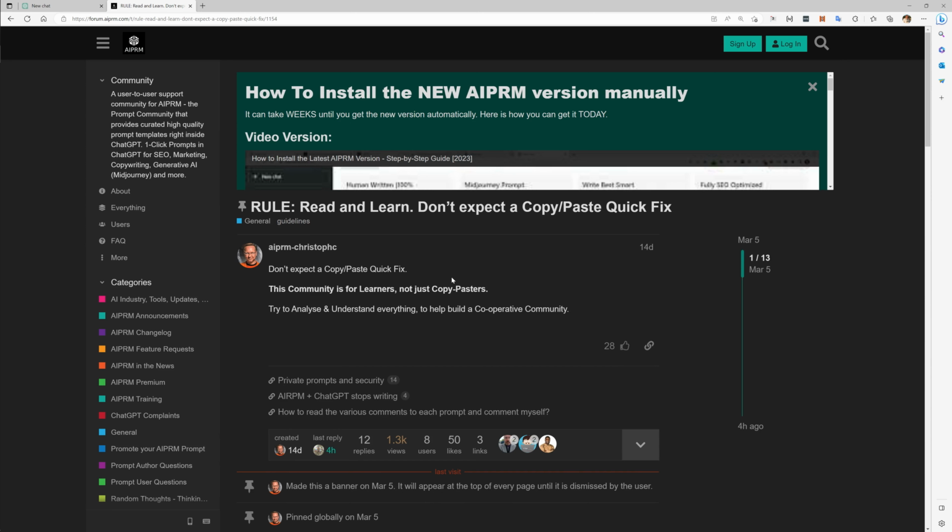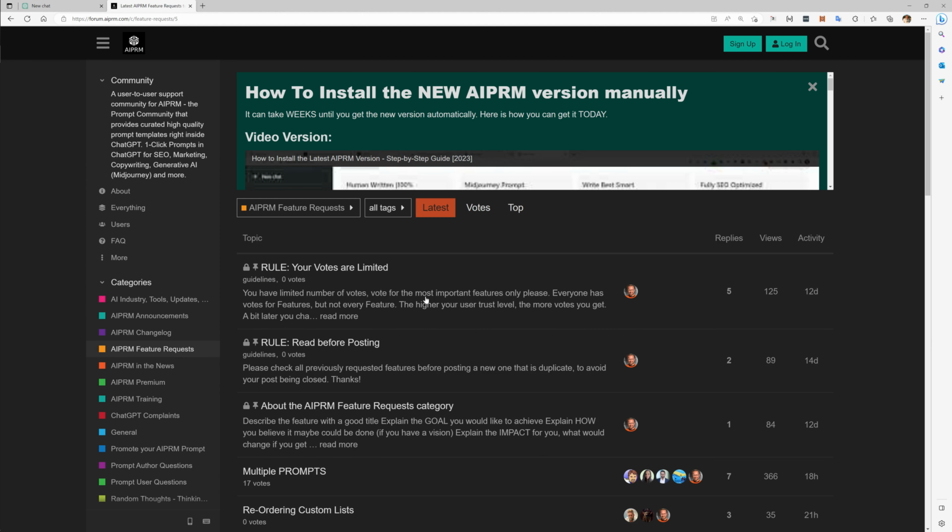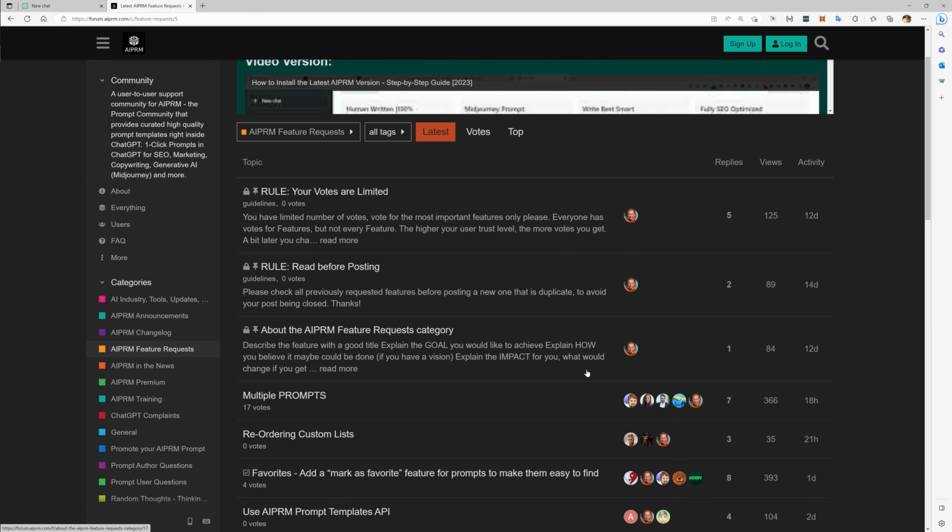This is not a copy-paste community. We're not providing these one-sentence prompts. We're not providing you a solution prepared for you. This is for learning how to use AIPRM. This is for learning how to use the AIPRM prompt templates and for how to write them. So please try to analyze and understand everything. It starts with reading what have other people suggested already.